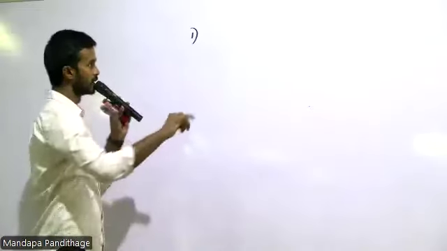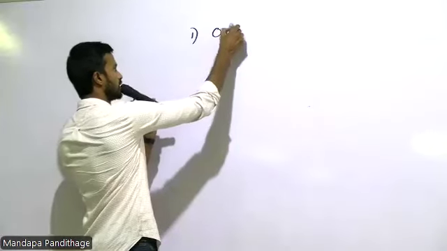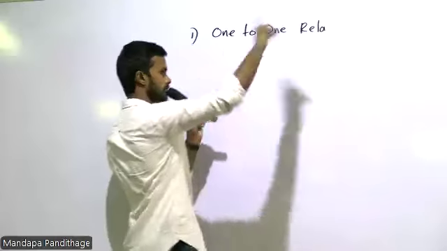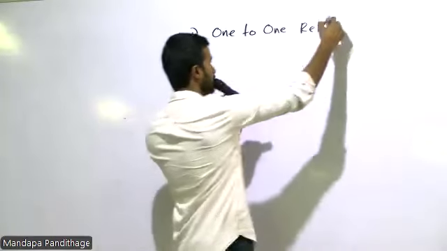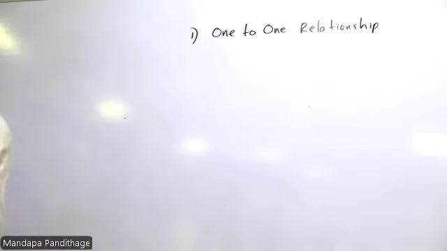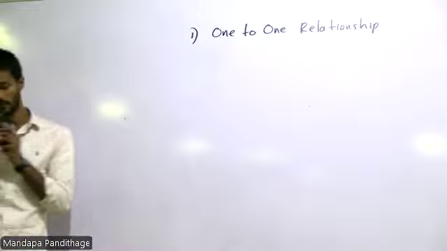So in maths, there are four main types. The first one is a one-to-one relationship. Write it in this way. We wrote what is a relationship, and then next line: there are four main types of relationships. The first one, using a black pen: one-to-one relationship.